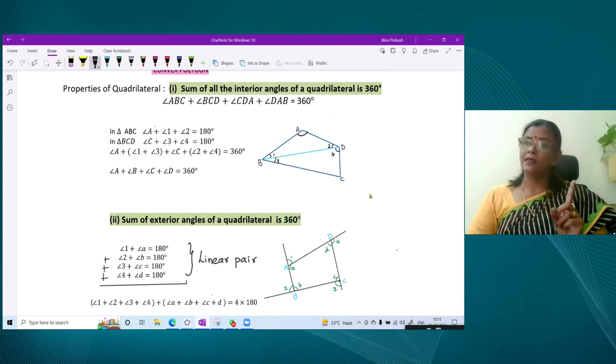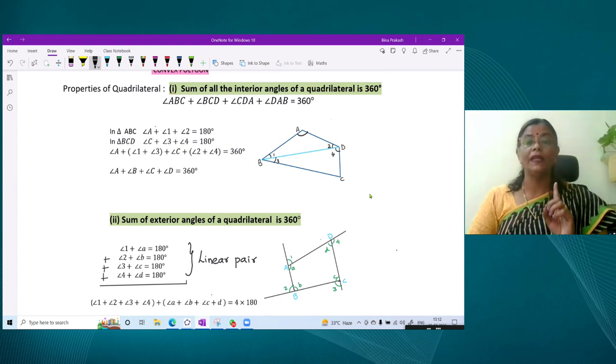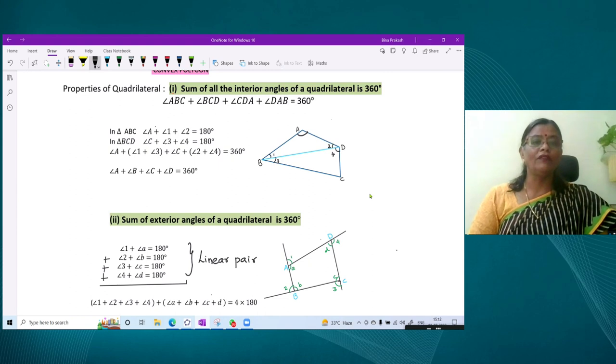And I think in the last chapter we did this, the sum of the angles. You remember this part, that the sum of the angles of a triangle is 180 degrees. So we have used that: in triangle ABC, angle A, angle 1, angle 2, these three add up to 180 degrees. Likewise, for the other triangle, angle C plus angle 3 plus angle 4 also adds up to 180 degrees.